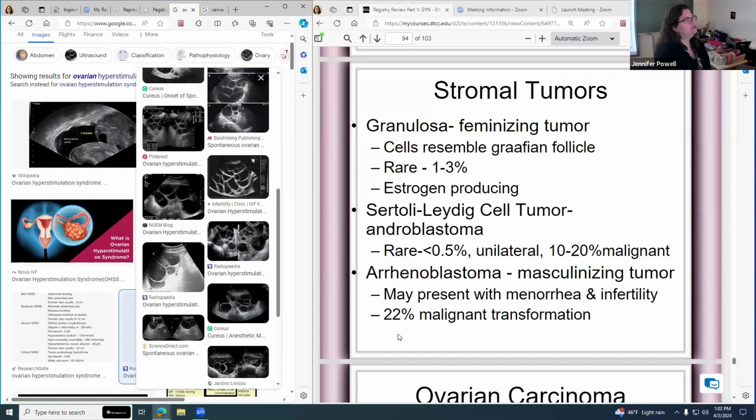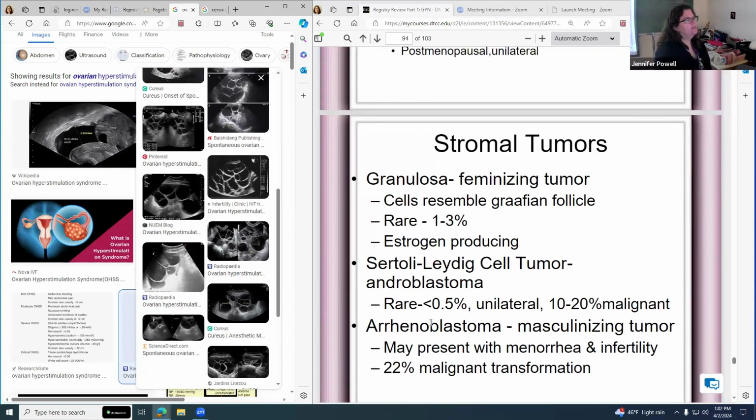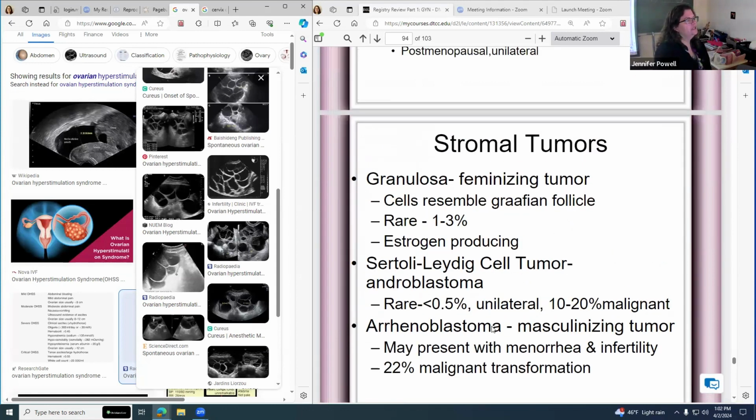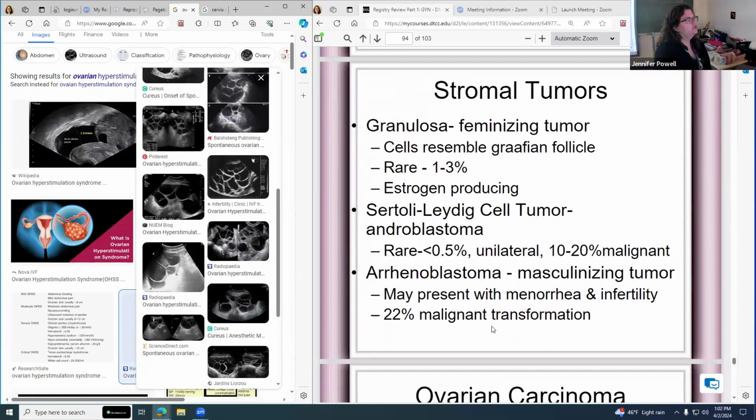Sertoli-Leydig cell tumors, or androblastoma, are rare, 0.5%, unilateral, and 10 to 20% malignant. And then there's arrhenoblastoma, which is a masculinizing tumor, may present with amenorrhea and infertility, and has a 22% malignant transformation.